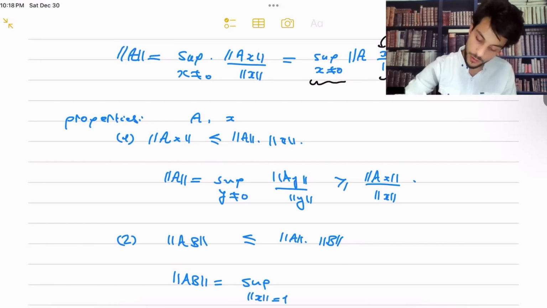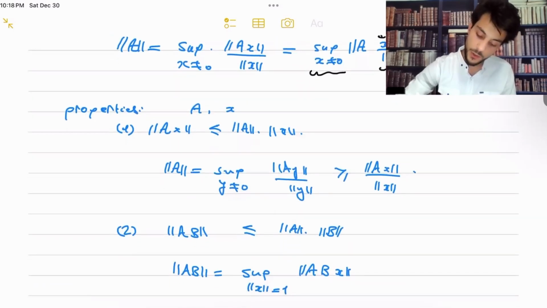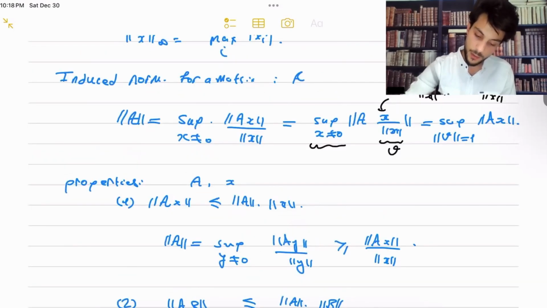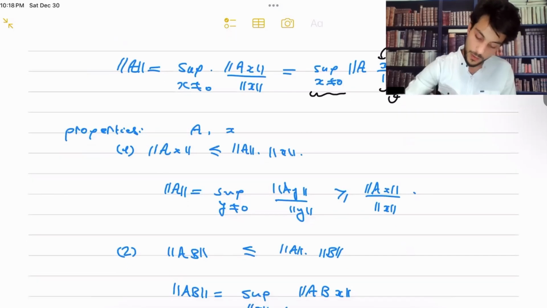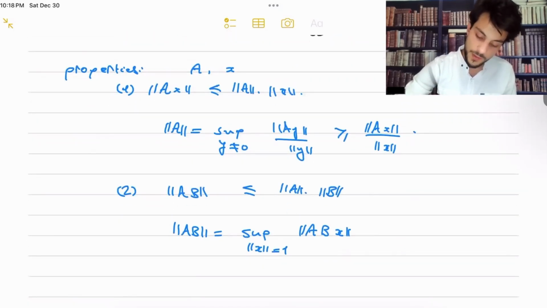over all the x's of norm 1 of the norm of ABx. Here we don't need to divide by the norm of x, because again we're taking the norm to be 1, and that's the equivalent definition that we've done here. And then if you look at this, Bx is just a vector. So if you call it v and we use property 1 on A and v, we can separate these, or we can get an inequality as such.